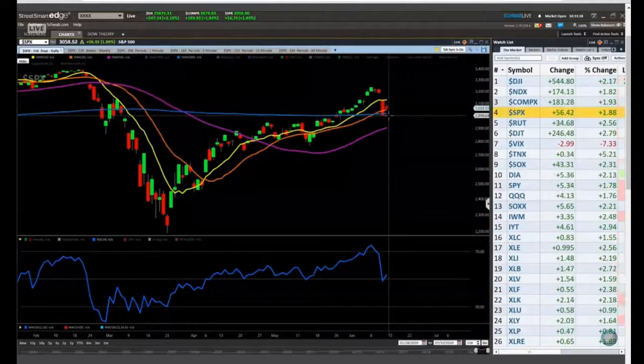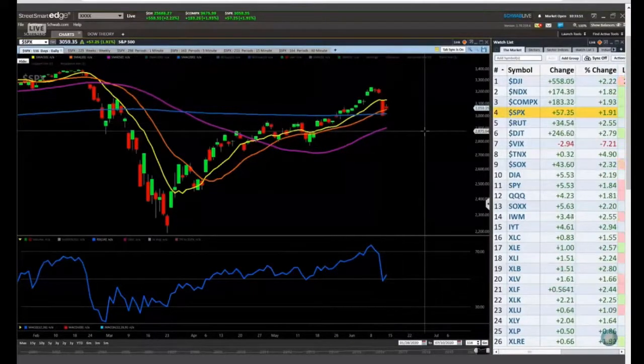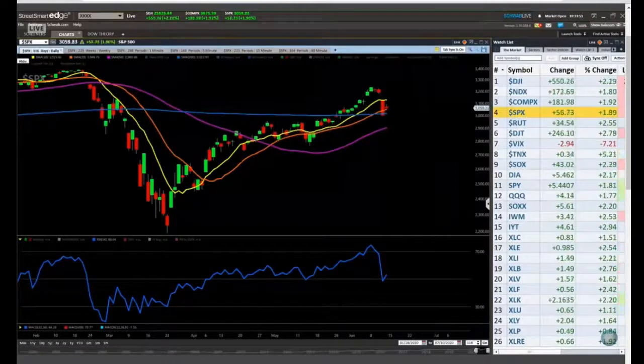Jerry from Missouri noticed a lot of what are called shooting star candles. That would be a candle with a long tail at the top and close near the bottom. Yes, Jerry, that is considered to be a sign of shorter term weakness, especially if the tail was at resistance.